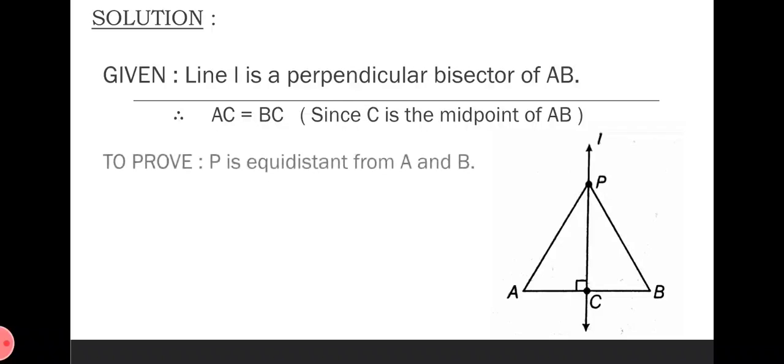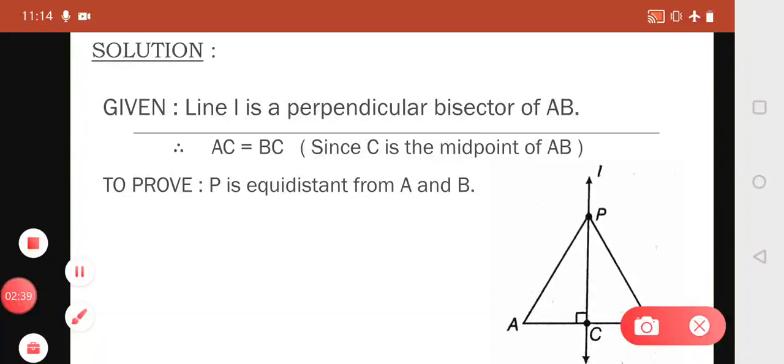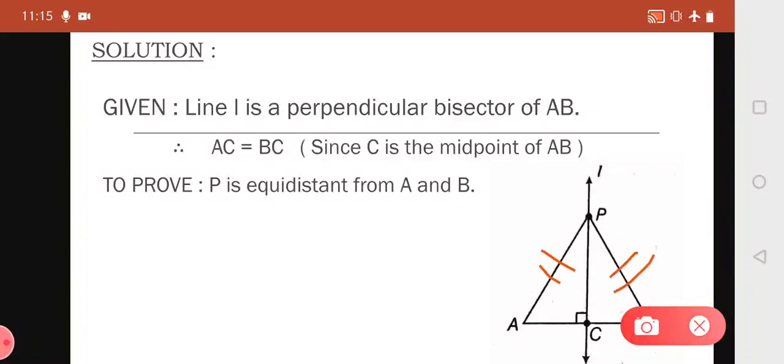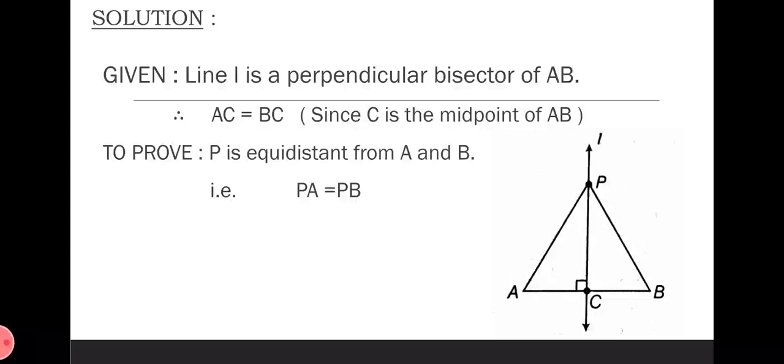We have to prove P is equidistant from A and B. That is what we have to prove, that P is equidistant from A and B means PA equal to PB. Let's see the solution ahead. Proof.